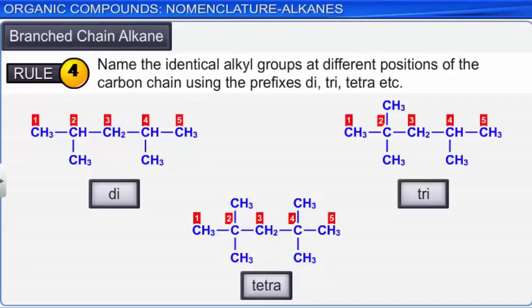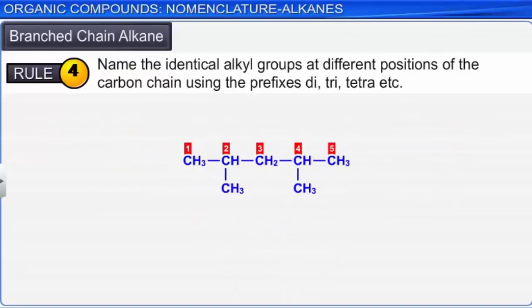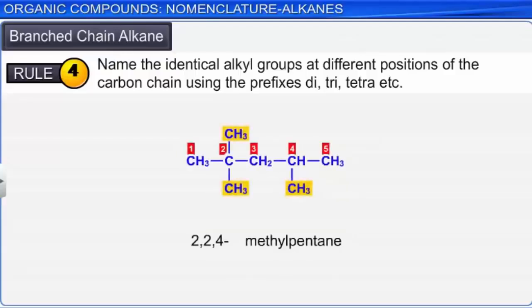For example, while naming the following compound that has 2 methyl substituents at 2 and 4 positions, the prefix di is used. Hence, the name of the compound is 2,4-dimethylpentane. Similarly, prefix tri is used while naming the following compound. Hence, the name of this compound is 2,2,4-trimethylpentane. The position numbers of the substituents are separated by commas.